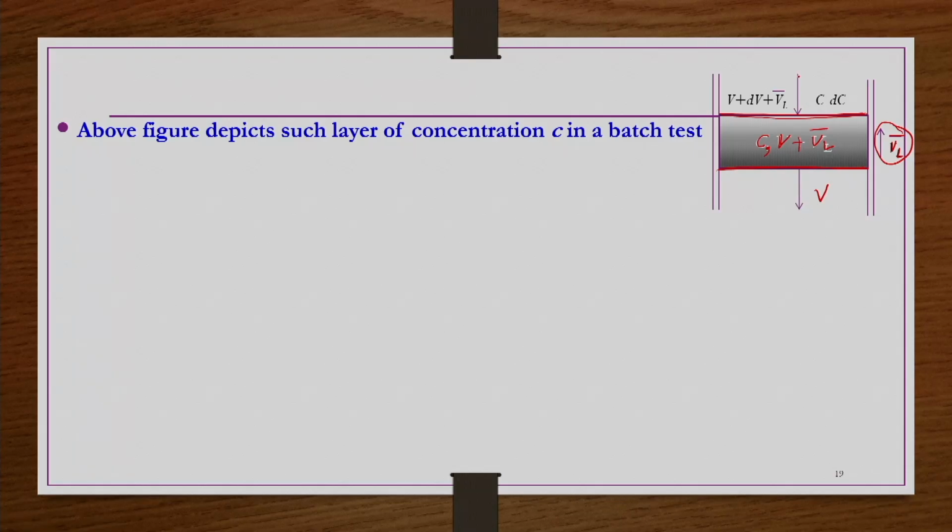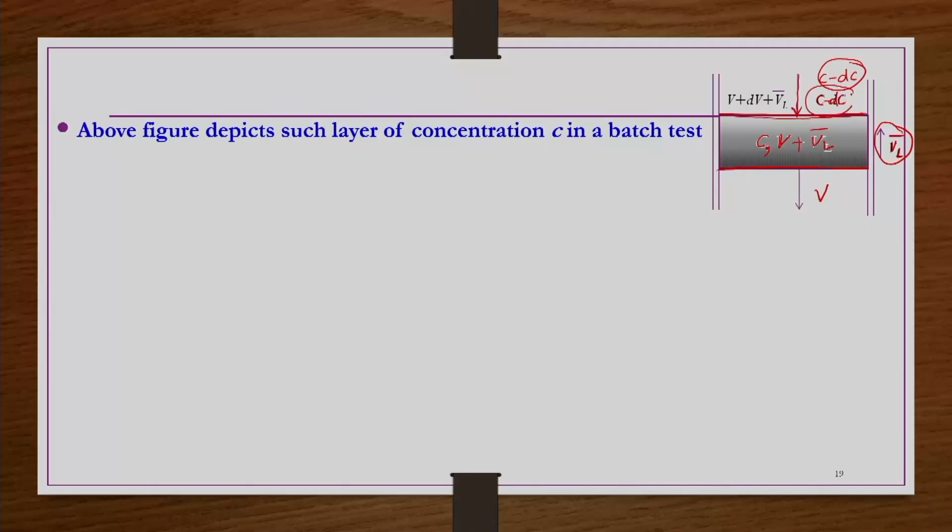The particles coming into this layer have the concentration C minus dC. Why minus dC? Because the particle concentration decreases in the upper layers gradually, as the particles settle downwards. The bottom layers will have higher concentrations and the upper layers lower concentrations at any point of time in the sedimentation process. That is the reason the concentration of solids entering this layer is C minus dC.